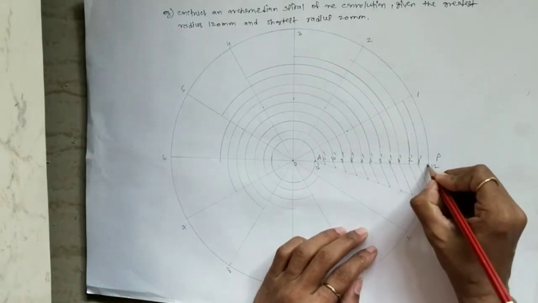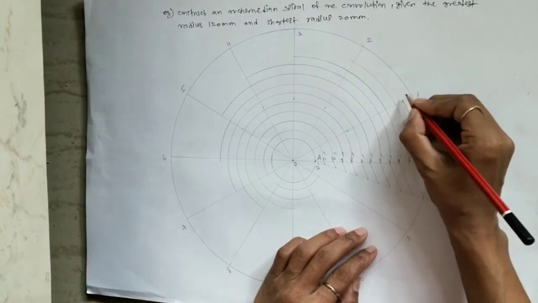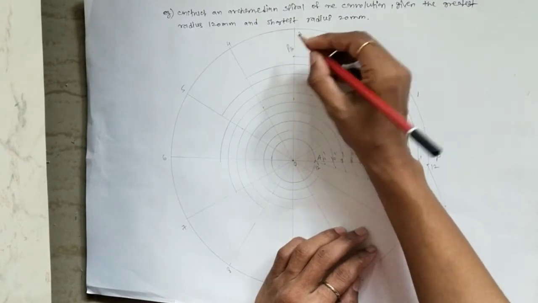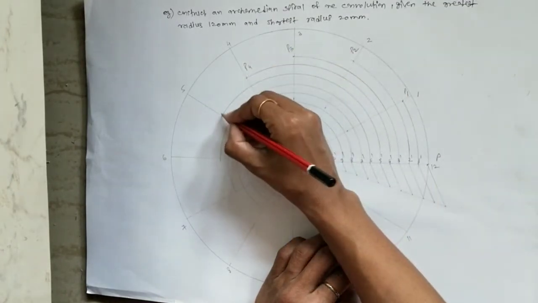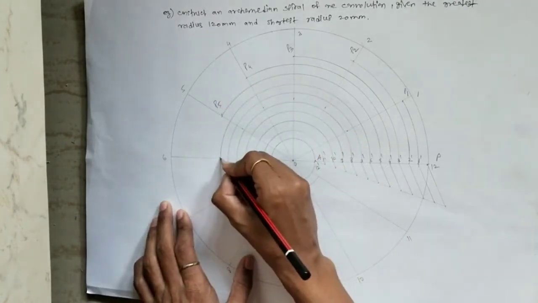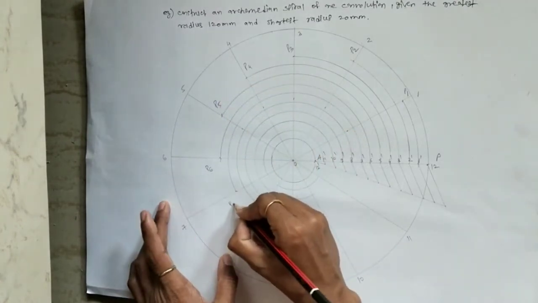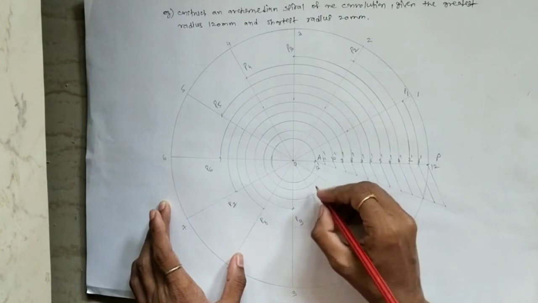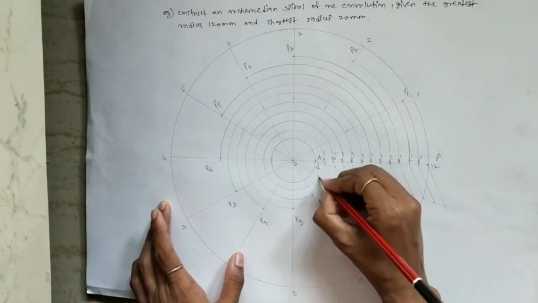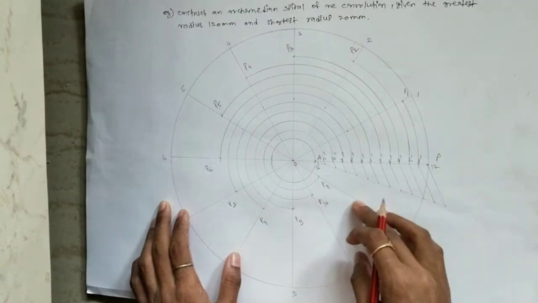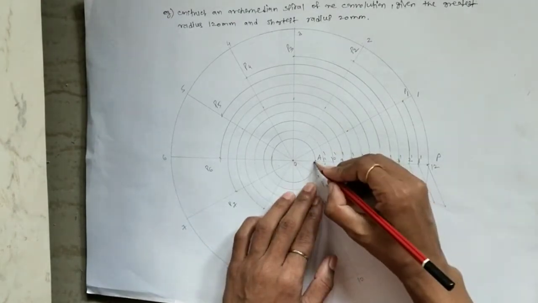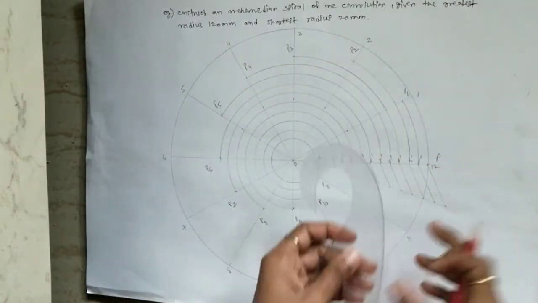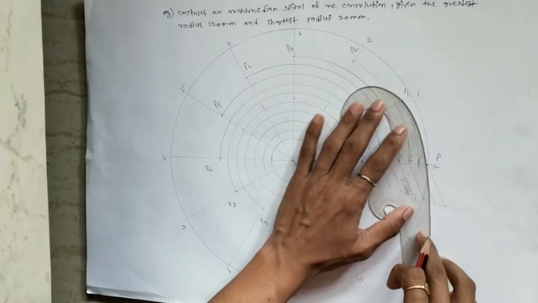So this is point P, then this point is point P1, give its name as point P2, point P3, point P4, point P5, point P6, P7, P8, P9, P10, P11, and already there is a point A. Now next, join all these points with the help of a French curve.